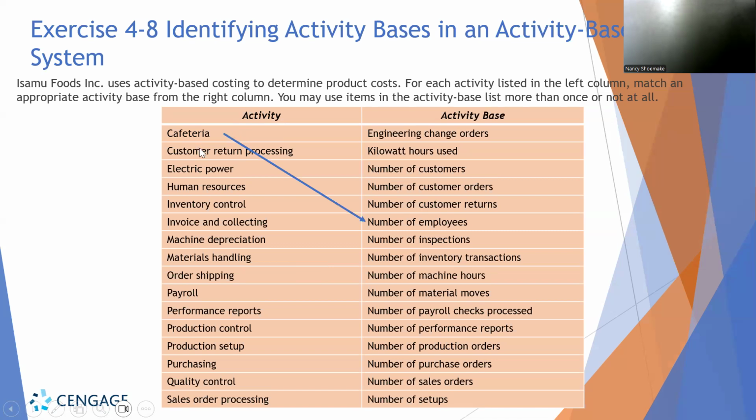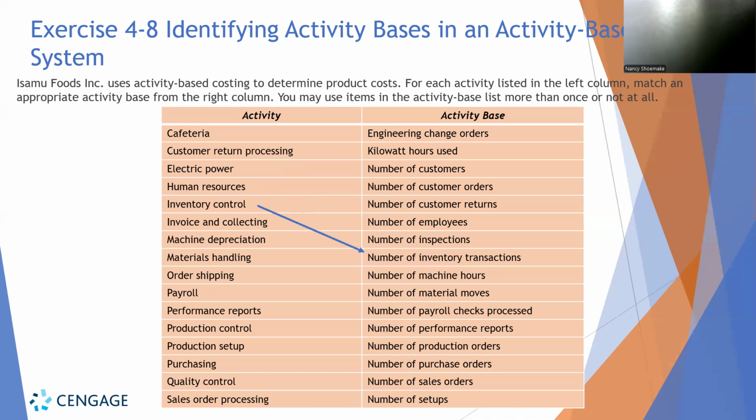Customer return. See, we're trying to see what creates the cost. People going through and eating the food, right? Customer return processing. Oh, where's the customer? Maybe I left the customer return processing off. Electric power, kilowatts used. Human resources, number of employees, that would make sense.